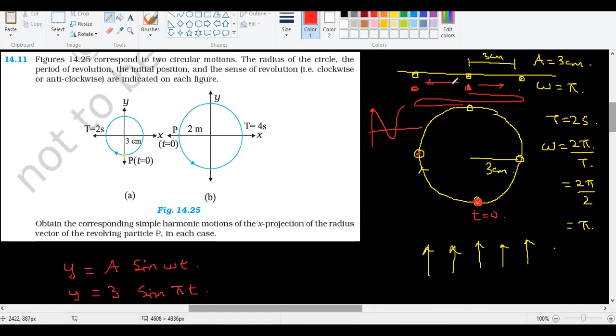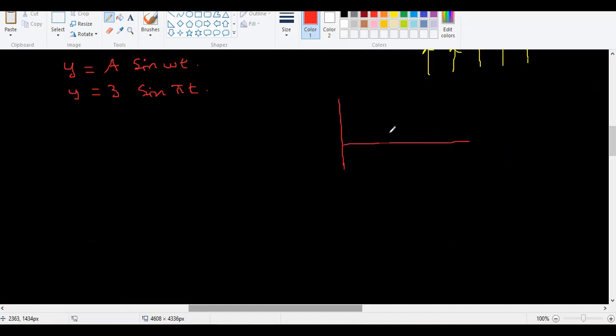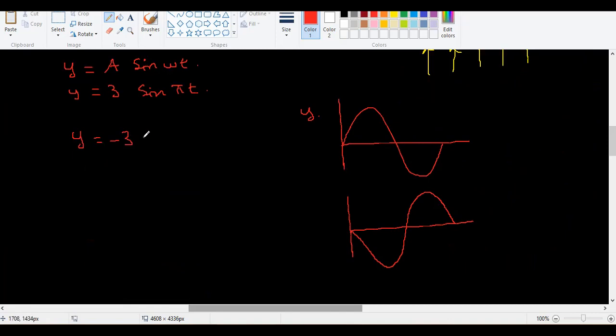But since it is going in the negative direction, the curve is not going to look something like this. Why? Because here the displacement is going in the positive direction. Since initially itself it's going in the negative direction, it looks something like this, which means it's a negative of the sine curve. So that means you should put y is equal to minus 3 sine pi t. And don't forget you should write it as centimeter. Why? Because this is in centimeter, which means we should also be in centimeter.